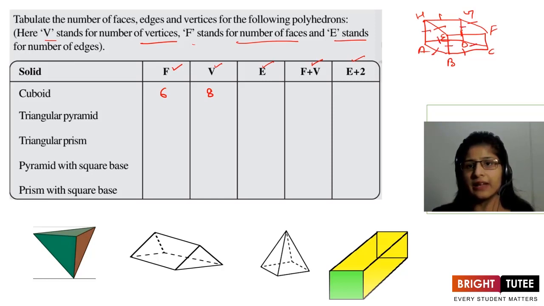9, 10, 11 and 12, these tending ones. So how many edges? 12 edges, right? So F plus V, 8 plus 6 is 14, and E plus 2, that is 12 plus 2, is 14, right? Okay, next, triangular pyramid.